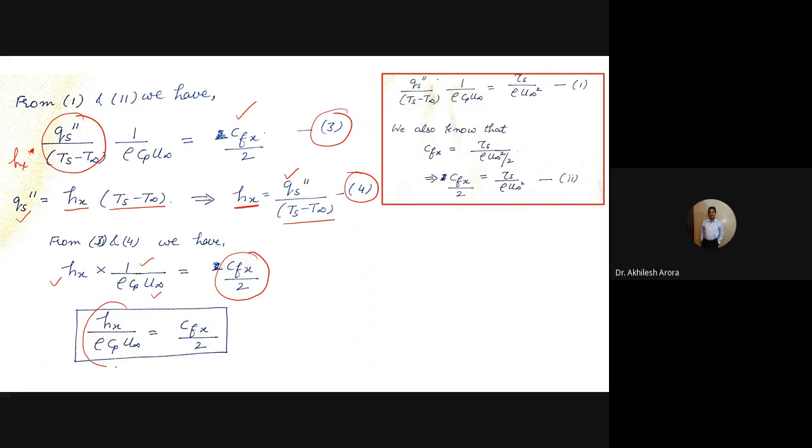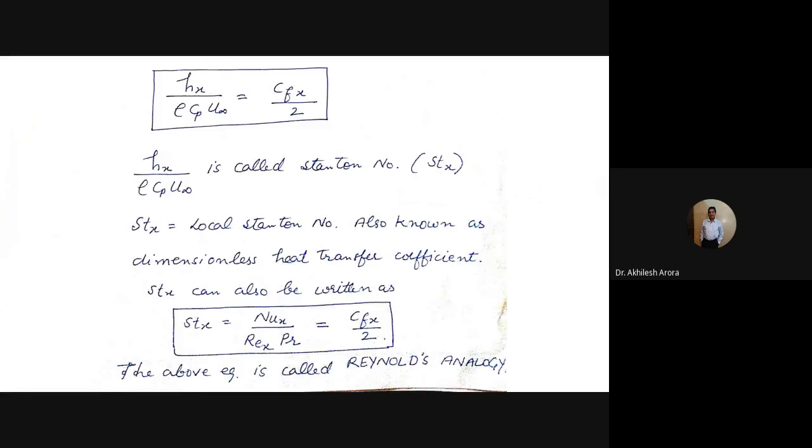Now this is a particular number actually. Here I have given you some glimpse of the previous slide. I have written equation number 1 and 2 for your reference only. Now I am coming back to it. Hx divided by rho Cp u infinity. This number is called the Stanton number. It is written as Stx, and because we are putting x here, it's a local Stanton number.